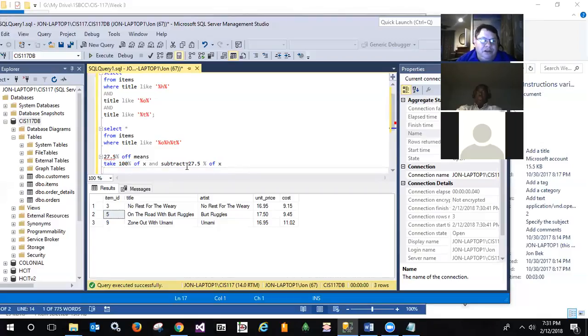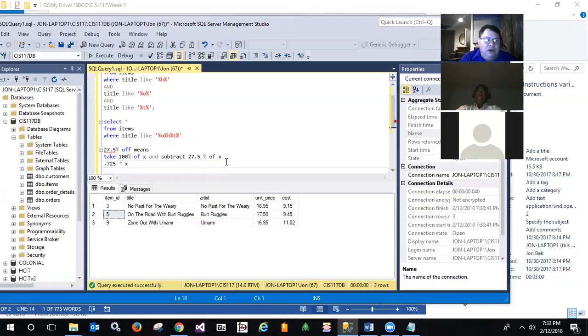Okay, so 100% less 27.5% is going to be 82.5%, right? Something like that, 72.5%, right? So 72.5%. So I don't care if you say 72.5. So if it's 72.5%, that's 0.725 times X. Or if you do it this way and say, X minus 0.275 times X, those two expressions are entirely equivalent. Either one will do.